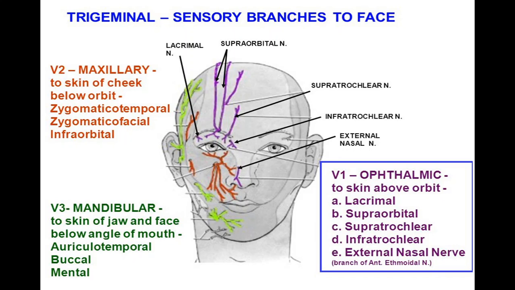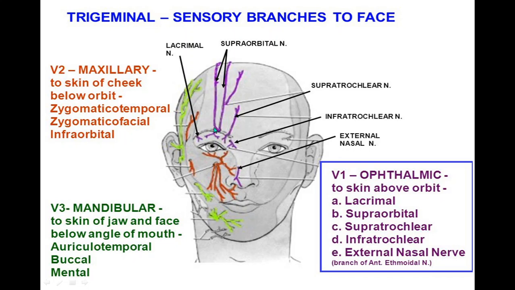As I said, it's the general somatic afferent. General somatic afferent means the sensory impulses like touch, pain, temperature, vibration, pressure, and the proprioceptive impulses are carried by this trigeminal nerve through its different branches from the area of face and head. And you know the three branches are the maxillary, the mandibular, and then the ophthalmic.